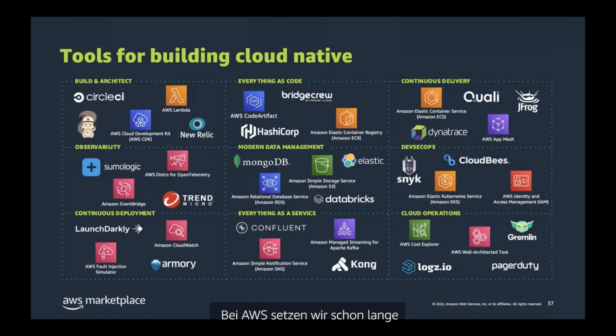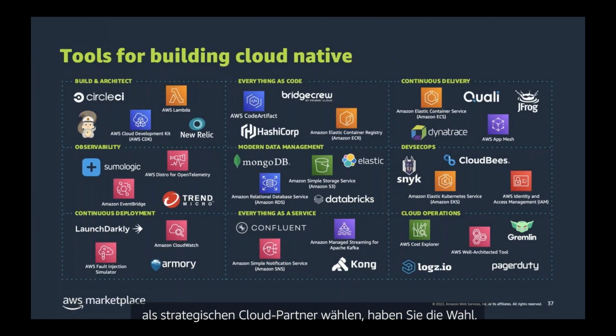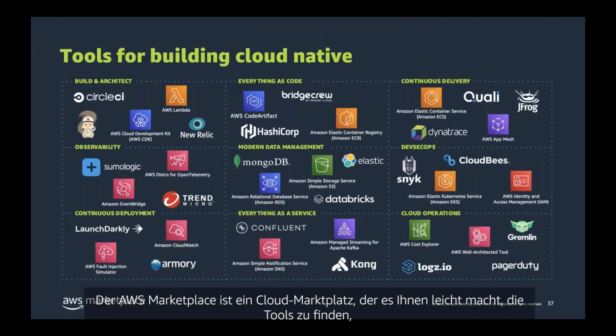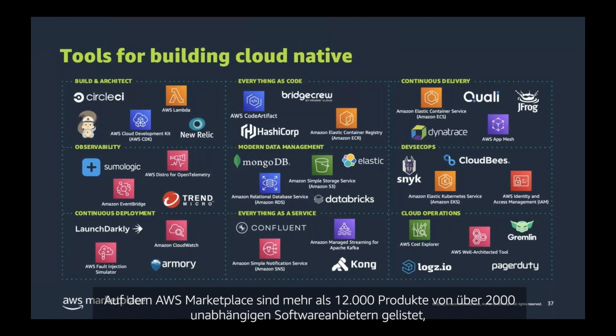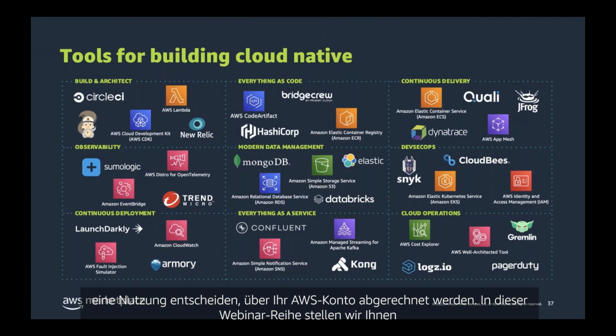So at AWS, we've been long believers in enabling builders to use the right tool for the job. And when you choose AWS as a strategic cloud partner, you're provided with choice. AWS Marketplace is a cloud marketplace that makes it easy to find, try, and acquire the tools you need to build cloud native. It has more than 12,000 products from over 2,000 independent software vendors listed in AWS Marketplace, many of which you can try for free, and if you decide to use, will be billed through your AWS account.